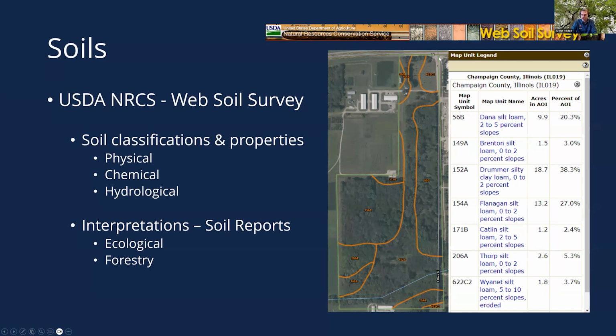So here's an area that I manage here at the University of Illinois, and that I'm considering implementing some research projects on in the future. I've just used the web soil survey to pull up my different soil types within this forest patch that I'm going to be working on managing. But I'm not necessarily a soil taxonomist. So having a Dana silt loam with 2 to 5% slopes doesn't necessarily tell me all that much, just because I'm not super knowledgeable with these different soil classifications.